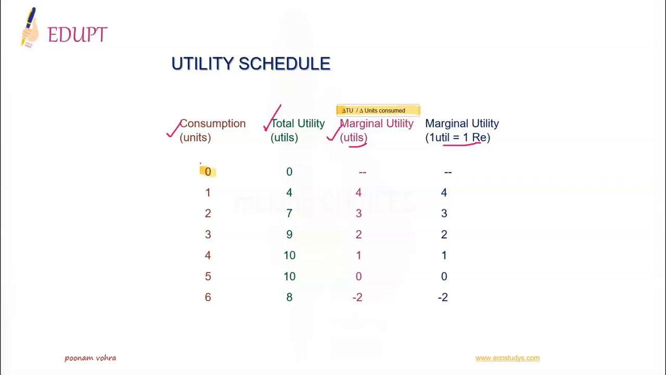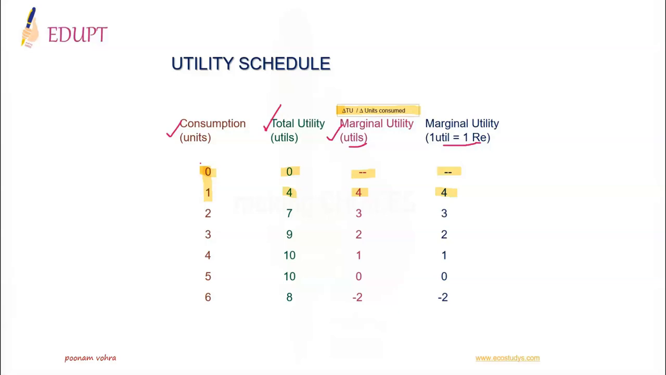When nothing is consumed, there is no satisfaction, and marginal utility in utils as well as in money terms is not defined. As units consumed increase from 0 to 1, total utility is now 4 utils. Marginal utility is also the same as total utility in utils as well as in money terms, simply because the change is from 0 to 4 utils in total utility.